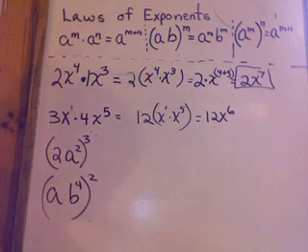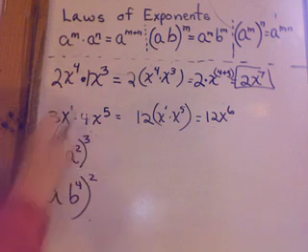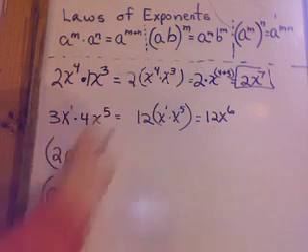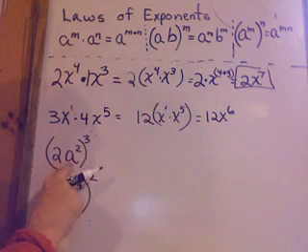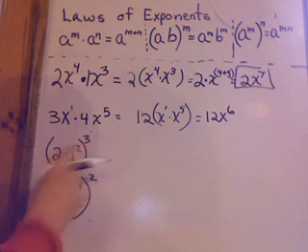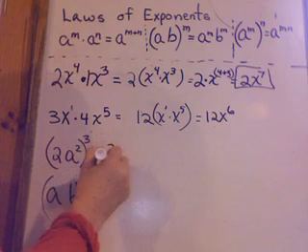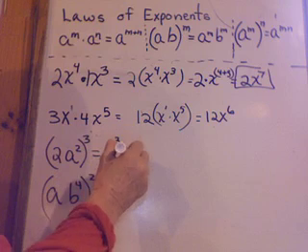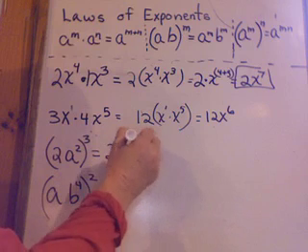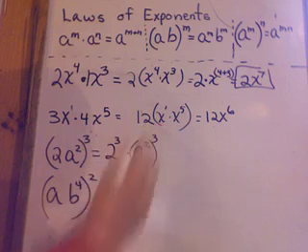All right, let's try another one. This is the second rule, 2a squared to the 3rd. It means that each one of these has to be placed to the 3rd. So it means I have 2 to the 3rd times a squared to the 3rd.